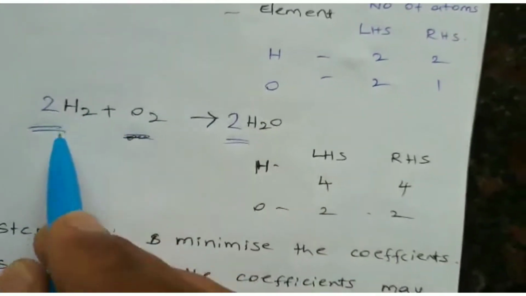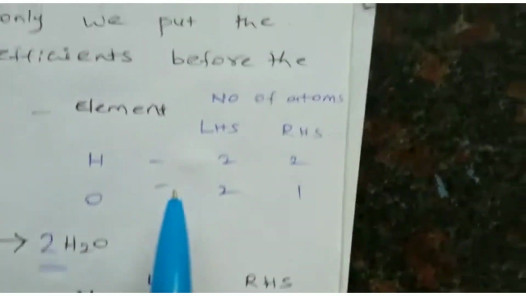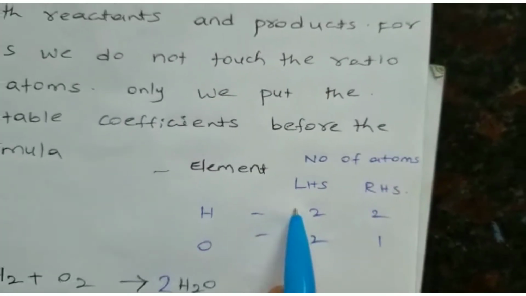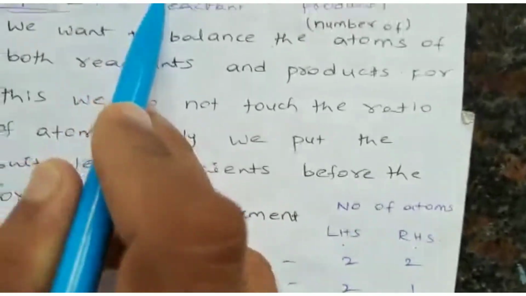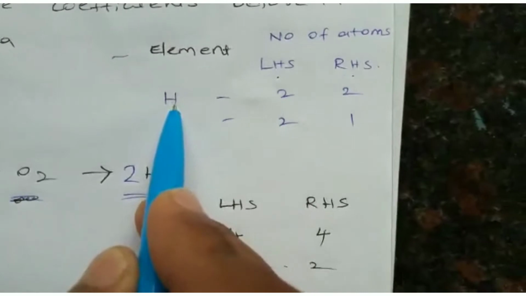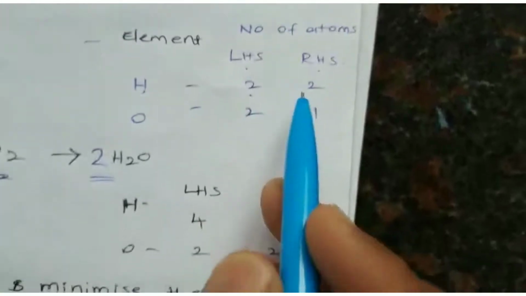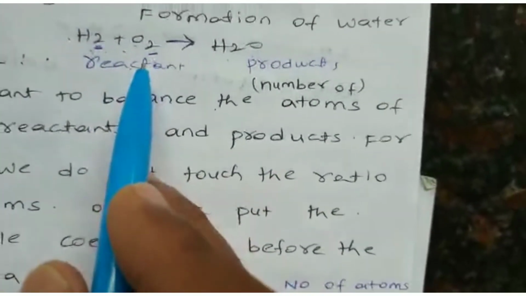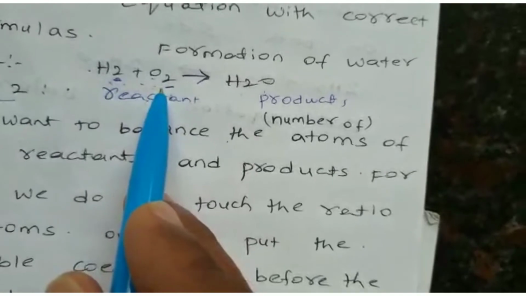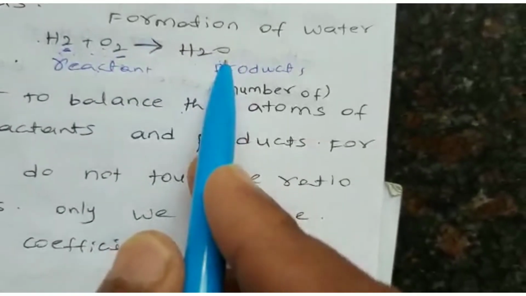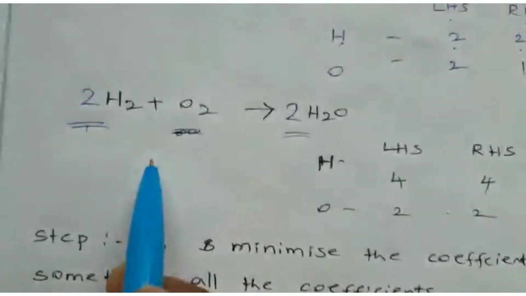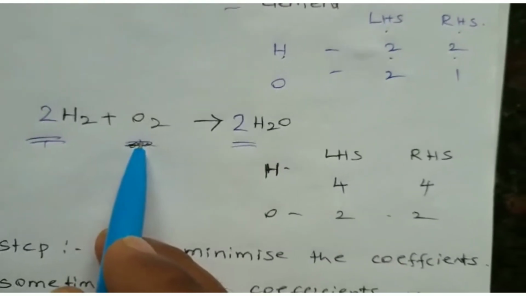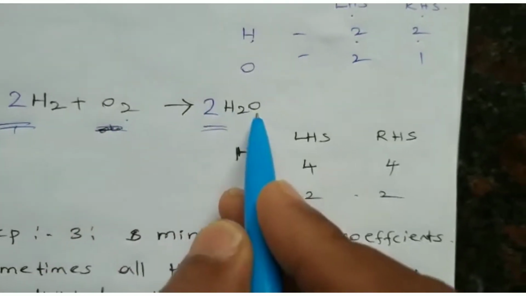What is a coefficient? For example, here we are observing on LHS. LHS means left hand side, RHS means right hand side. Number of atoms of hydrogen: how many hydrogens are there? 2. Hydrogen atoms are 2 on the left side, and on the right side also the number of atoms is 2. And we observe the number of oxygen atoms on the left side is 2, but on the right side it is 1. So we want to balance it. For that we put suitable coefficients. Oxygen here 2, oxygen here only 1.